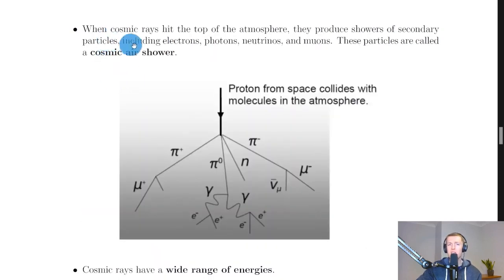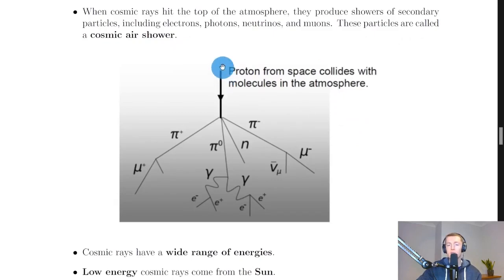It then goes on to say that when cosmic rays hit the top of the Earth's atmosphere, they produce showers of secondary particles, including electrons, photons, neutrinos, and muons. These particles are called a cosmic air shower. Here you can see that if a proton from space collides with molecules in the Earth's atmosphere, it's split up into a shower of different types of particles. We've got some pions, some muons, some gamma rays, and some electrons and positrons, and so on.